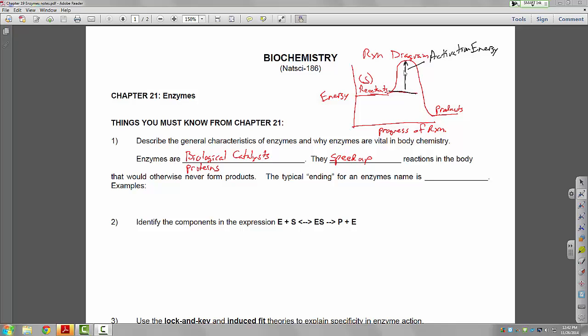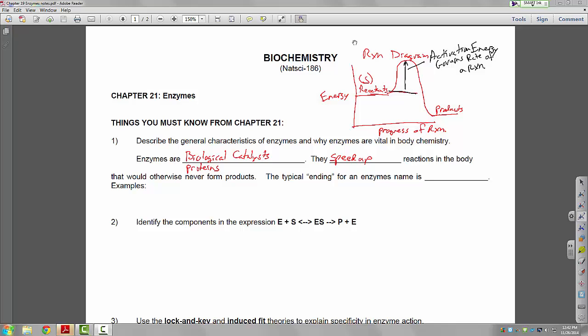So this activation energy is a barrier for reactants to become products, and essentially the height, or the magnitude, of this activation energy is what governs the rate of a reaction. So I'll say activation energy governs the rate of a reaction. So the higher the activation energy, the slower the reaction.